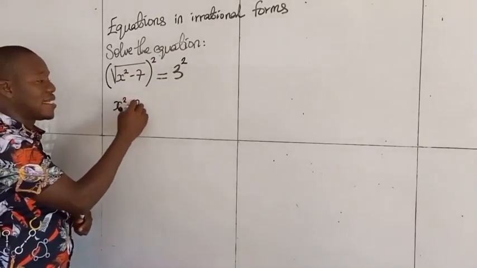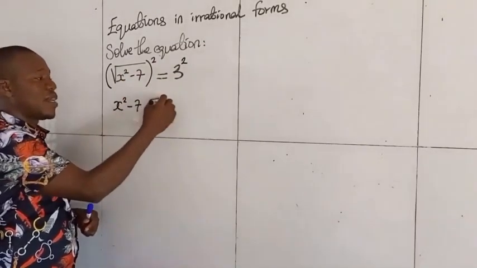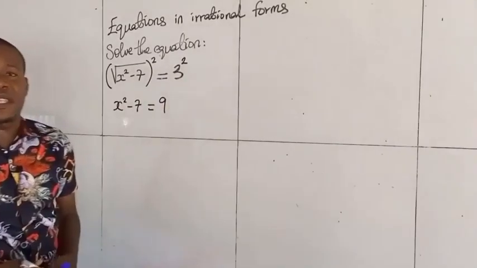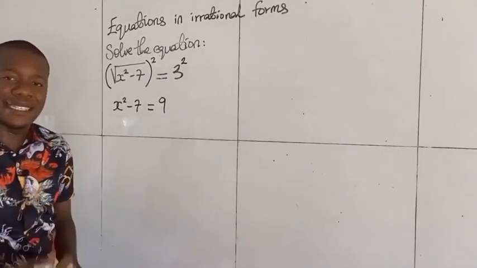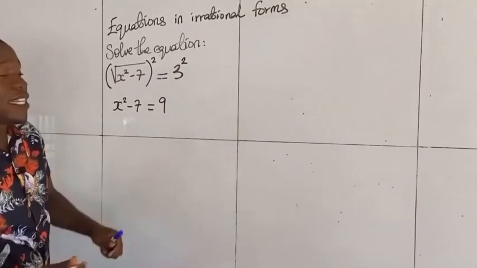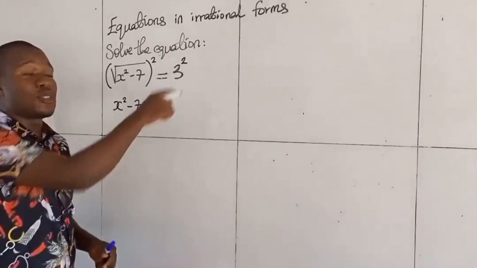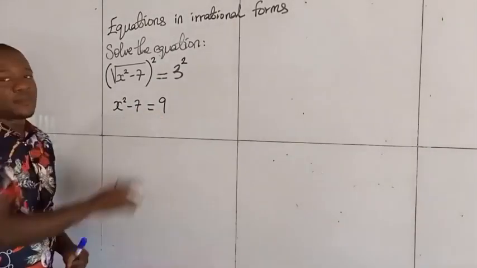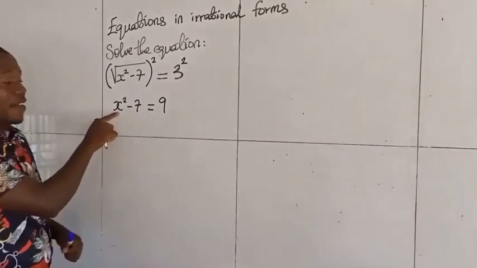squared minus 7 equal to 3 squared is equal to 9. Please note very well that 3 squared means 3 times 3. You multiply 3 by itself in two places. A lot of times people mistake 3 squared to be 3 times 2. That is very wrong. So 3 squared gives us 9, and we are here right now. So what do we do again? We are looking for x, remember.